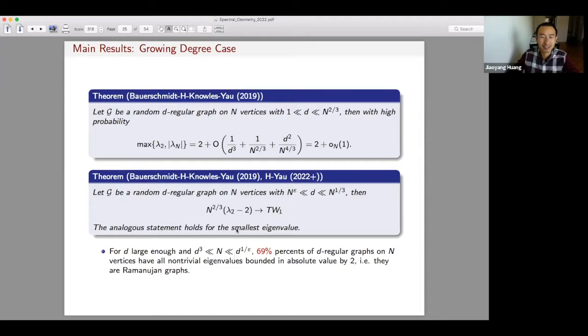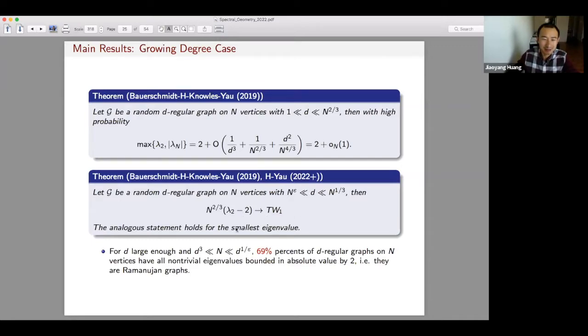Then we will get, because the 69% of the random regular graphs on n vertices, they have all those non-trivial eigenvalues bounded by 2. The number 69% is because, if you recall, the Tracy-Widom distribution is biased. It is biased towards the negative axis. About 83% of its mass is on the negative side. So we roughly have 83% of those graphs, they have the second largest eigenvalue bounded by 2.